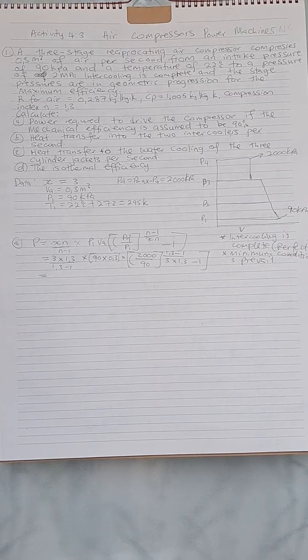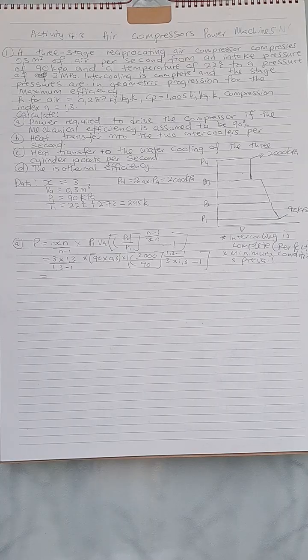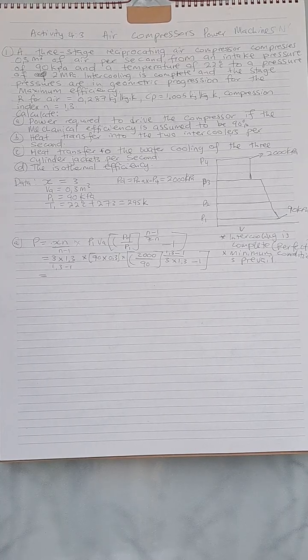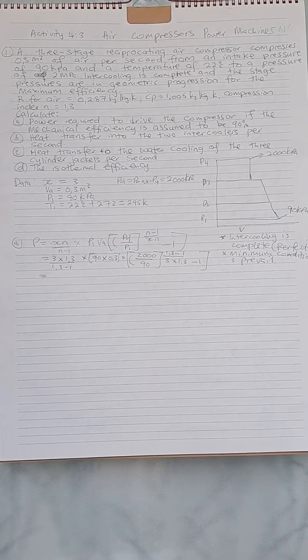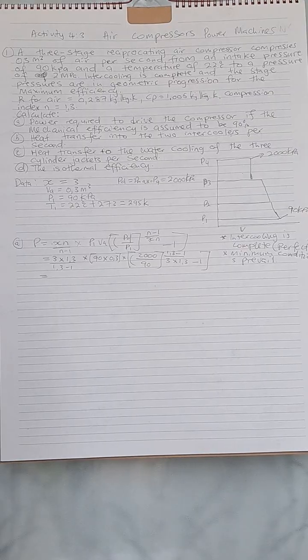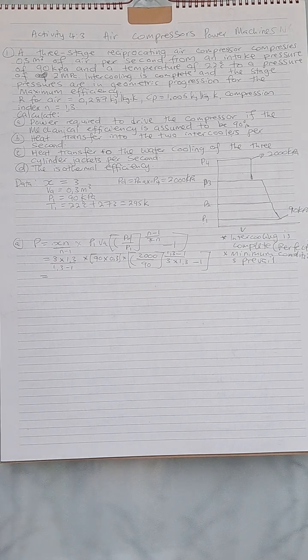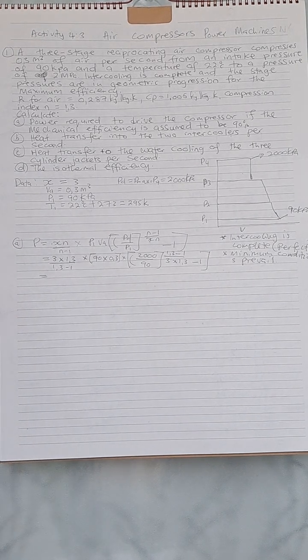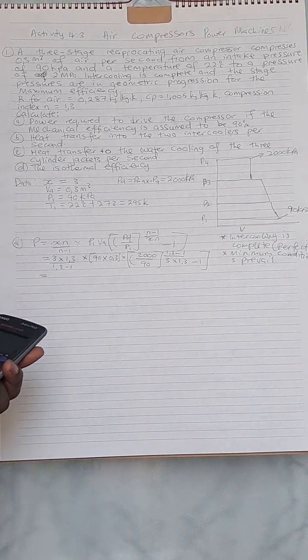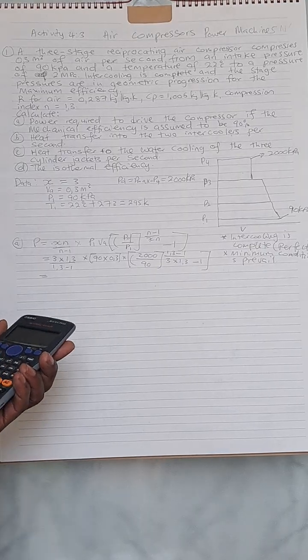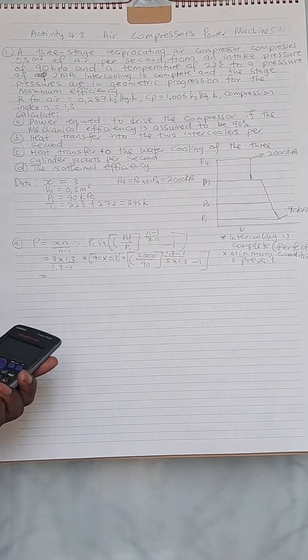times 1.3 minus 1 over 3 times 1.3 minus 1. So let's see what we are getting there. Okay, I'm getting a small answer. Let me punch once again.